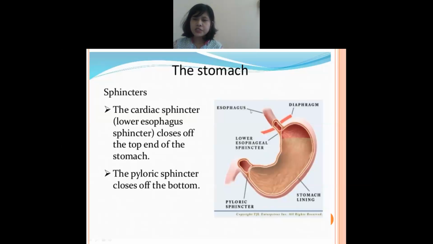Did you understand sphincter? Sphincter means an opening. It will open automatically, naturally.